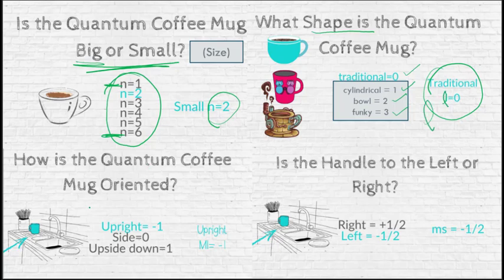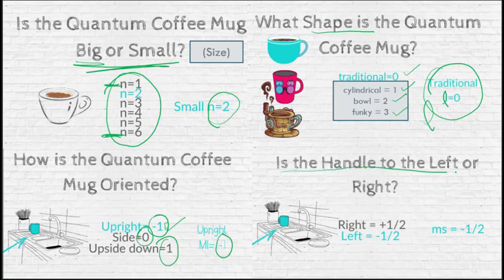How is your coffee mug oriented? Is it upright on the counter? Is it upright in your pantry? Is it upright in the dishwasher? Is it on its side? Is it upside down? Give it a value of -1, a 0, or positive 1. For me, I'm going to give mine a value of -1 because it is upright sitting on my counter.